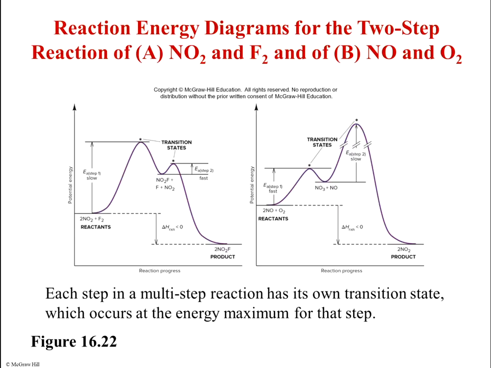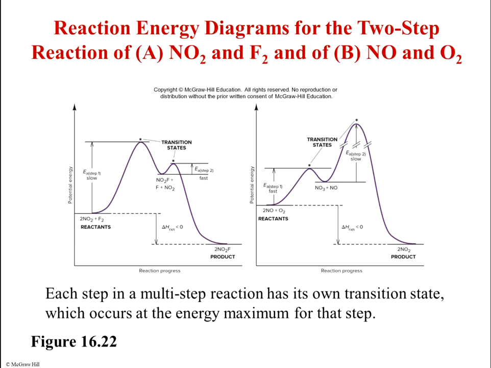Our first step is the rate determining step, with the highest activation energy and the slowest reaction. That first step is the step that breaks the fluorine-fluorine bond. So our intermediate is the NO2F plus F plus NO2. And then we have a much smaller activation energy for fluorine to combine with NO2 to form our product.